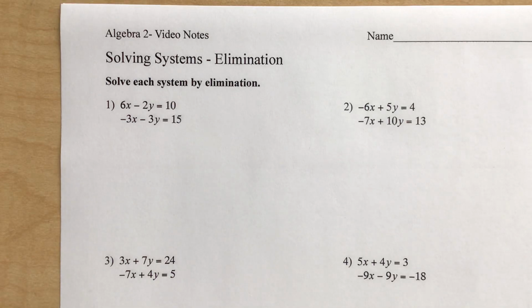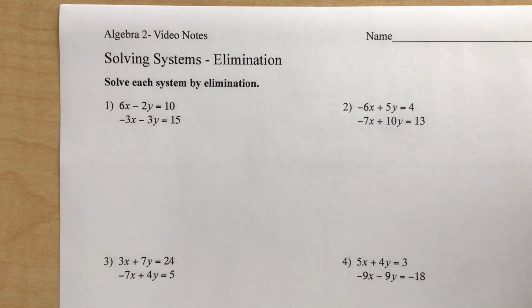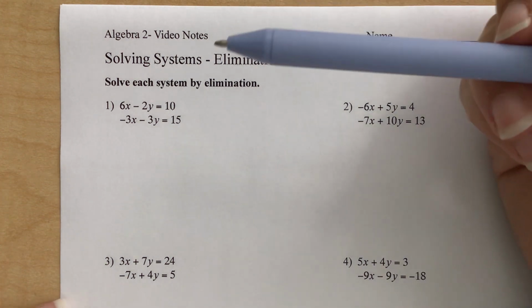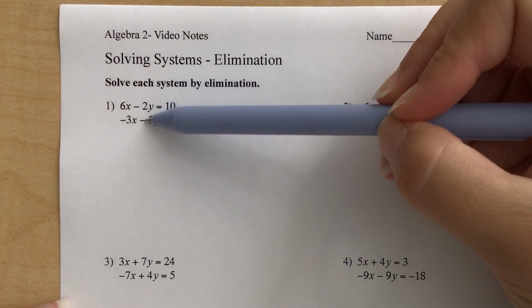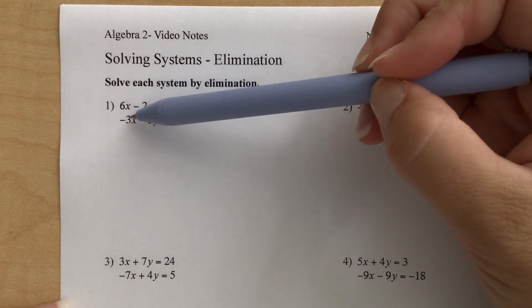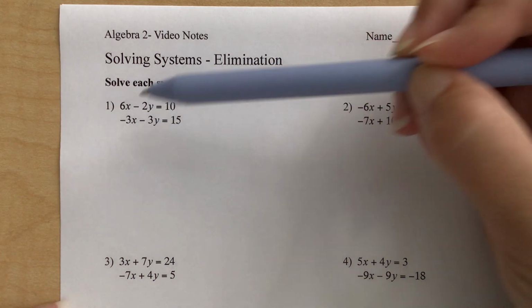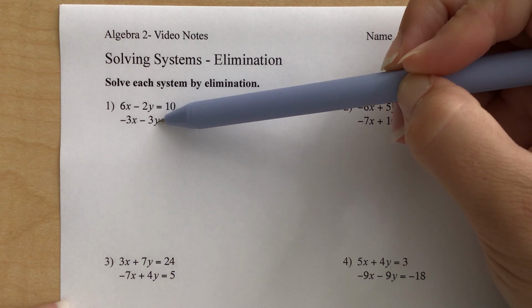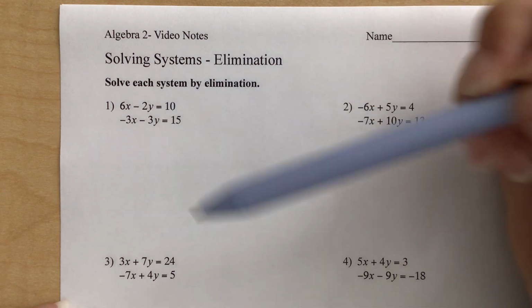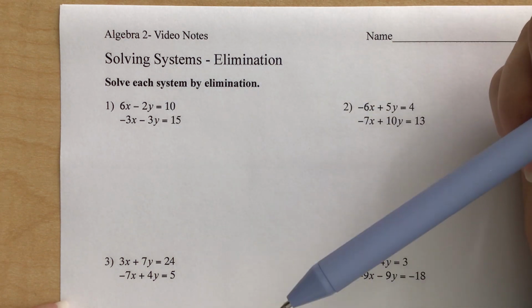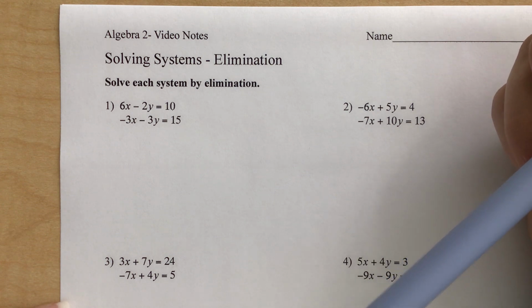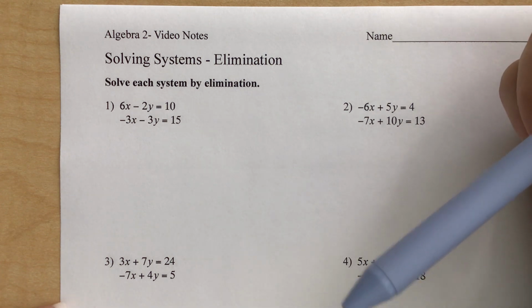All right, so I wanted to go over solving systems by using the elimination method. A system is when you have two or more equations where this x and this x are representing the same number, and this y and this y are representing the same number. And so we're trying to solve this. We've talked about graphing and we've talked about substitution, and then this is elimination.